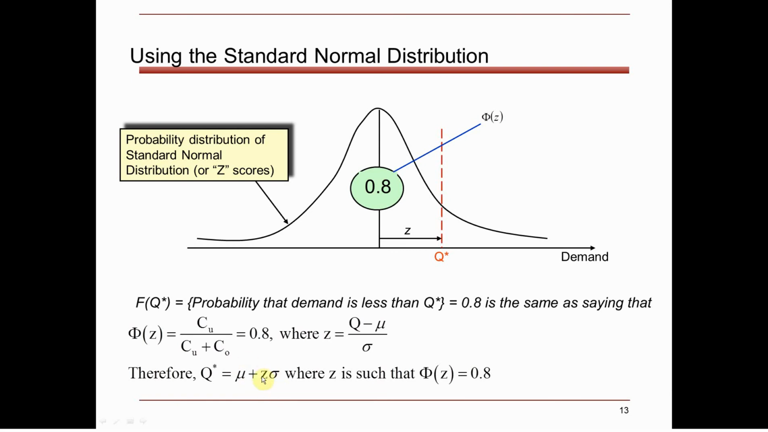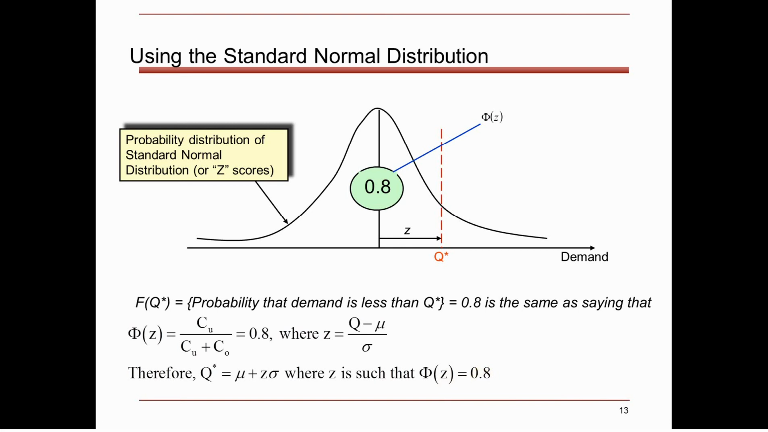So you can see how this works. If there were no demand variability at all, sigma would be 0, and we would just order mu. Noting that if z is positive, then we would order more than the mean. If z is negative, we'd order less. So the question really amounts to finding z such that the standard normal equals 0.8. And if you don't remember how to do that, there's a little reminder tutorial on how to do that.